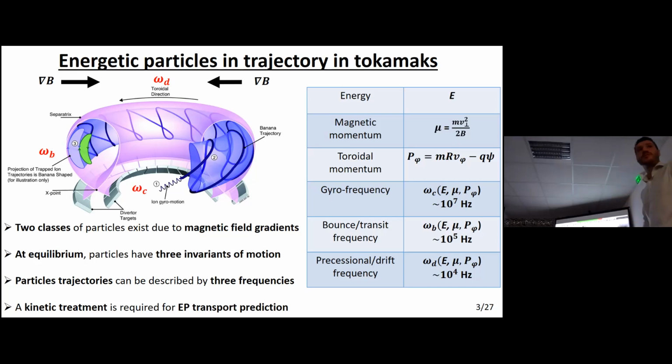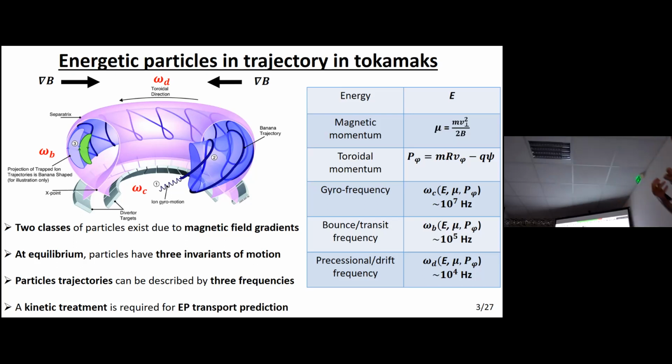At equilibrium, meaning without any kind of instability, we can observe three different kinds of motion of particles that are linked to three different frequencies. You have the energy, the magnetic moment, and the toroidal canonical momentum, linked to the axisymmetric configuration of the tokamak. Here you have the different frequencies. The first one, the gyro frequency, is so large that it cannot interact with any of the modes in the tokamak, so we don't quite care about this one. But the other frequencies, the bounce transit frequency here, or the precessional frequency, which is the slow drift of the particles, are of order 10 to the 4, 10 to the 5 hertz, which is about the same order of magnitude as most of the instabilities I discussed in the slide before.